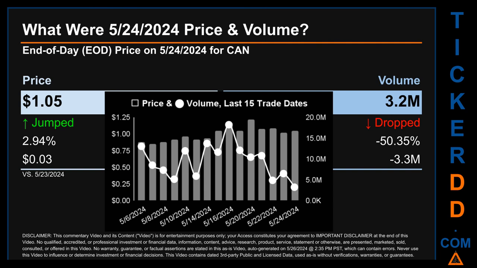Across a range of 37 cents, the max and minimum end-of-day price were respectively 1.22 and 0.85. Volume saw a range of 15 million, from a day low of 3.2 million to a day high of 18.3 million.